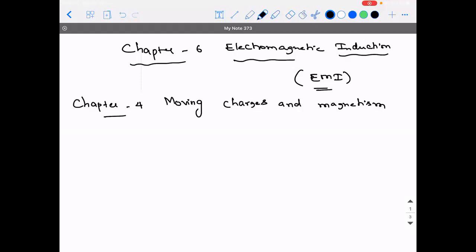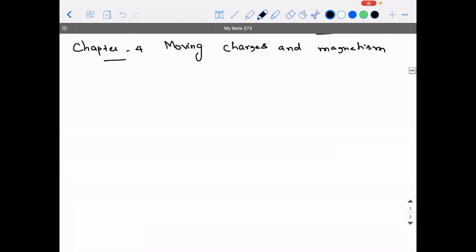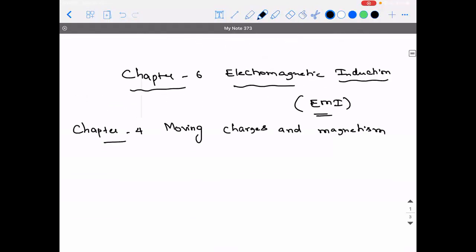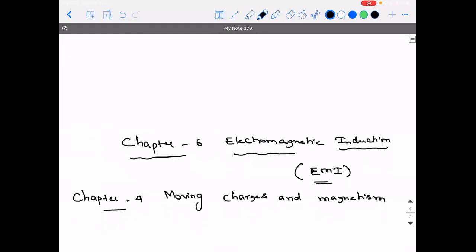The 4th chapter was about current carrying conductors having a magnetic field around them, and we calculated different magnetic fields depending on the orientation and nature of the materials that were available. Now what we will do is exactly the reverse of it. Okay, so shall we get started?